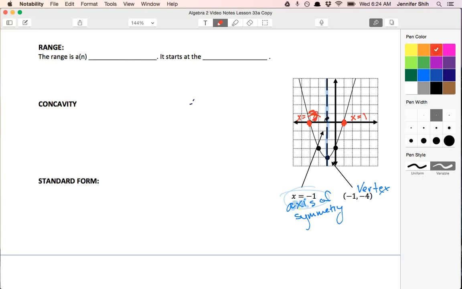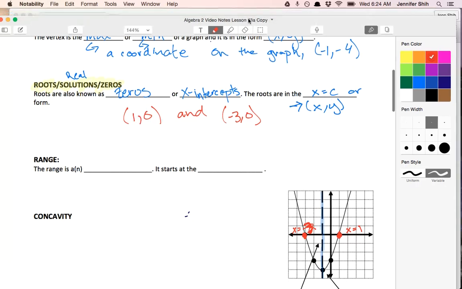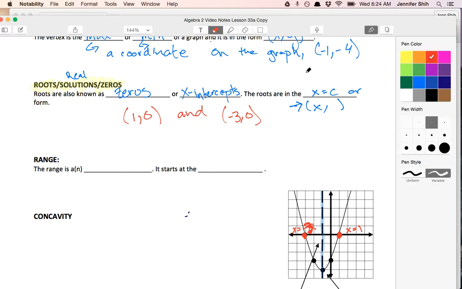If I had to read this point off the graph, I would just read it as -3, 0. So my x-intercepts are going to be (1, 0) and (-3, 0). Notice, I want you to make a connection, and this is where you can annotate your notes. For the x-intercepts, there is a value for x, and then there is a 0 for y. So instead of x equals c, you can also write (x, 0) for the x-intercepts.